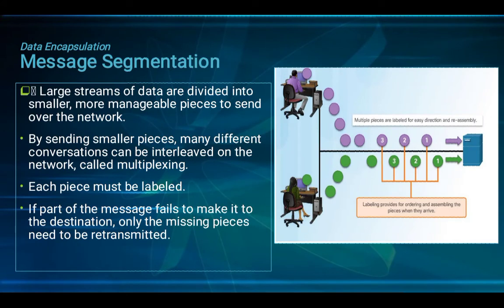Message segmentation. Large streams of data are divided into smaller, more manageable pieces to send over the network. By sending smaller pieces, many different conversations can be interleaved on a network, called multiplexing. Each piece must be labeled. If part of the message fails to make it to the destination, only the missing pieces need to be transmitted.